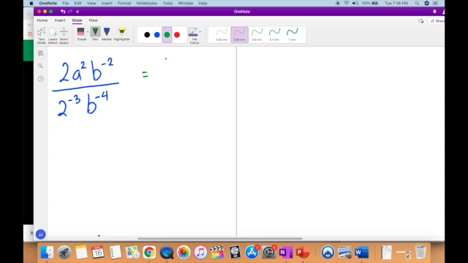So let me see if you all agree with this. 2 over 2 to the negative 3. So you see I group the 2's there. Multiply by a squared over 1. Multiply by b to the negative 2 over b to the negative 4. You all agree with this? Shazay, you agree with this?